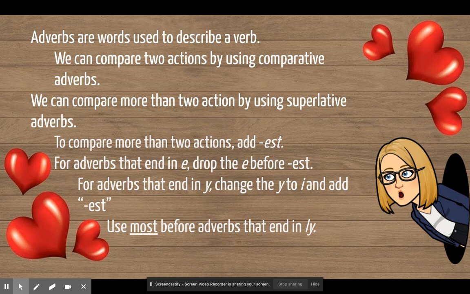So just to review, adverbs are words that are used to describe a verb. We can compare two actions by using comparative adverbs, and we compare more than two actions by using superlative adverbs. To compare more than two actions, we're going to add est. For adverbs that end in e, we drop the e before we add the est. And for adverbs that end in y, we change the y to I and add est. We use most before adverbs that end in ly.